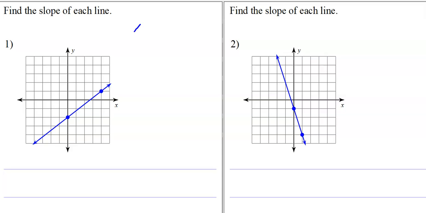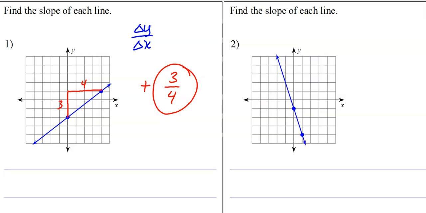Well, remember, the slope is the change in y over the change in x. So it's the height, the vertical over the horizontal. So this line is going up to the right, so it's positive. Looks like we're going up 3 blocks. We're going right 4 blocks. So our slope is positive 3/4.